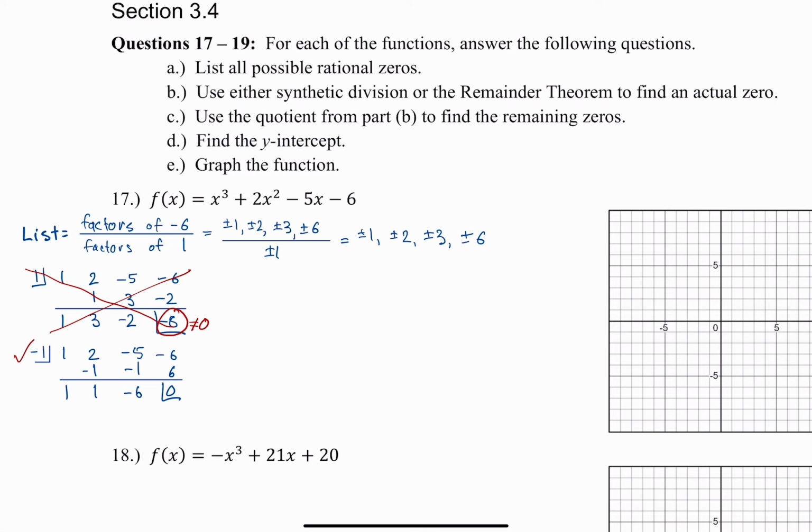To find the others, we'll take the quotient. So I'll take this over here, x squared plus x minus 6. Set that equal to 0, and I'll find the other zeros. Factor this as x plus 3 times x minus 2 equal to 0. We get x equal to -3 and +2.